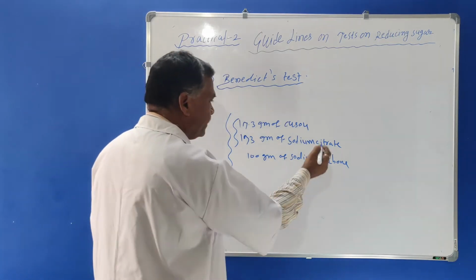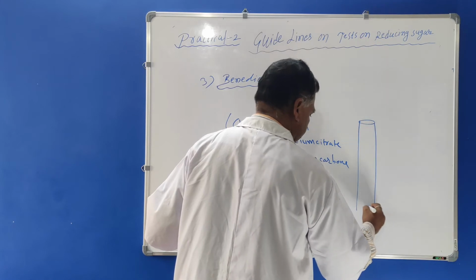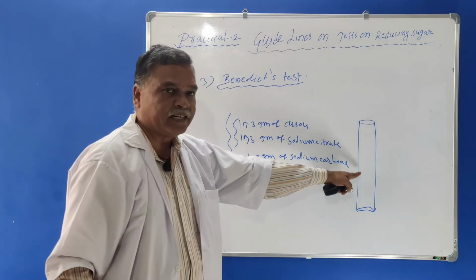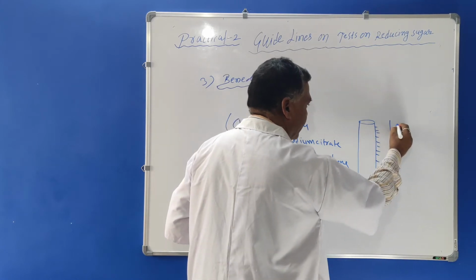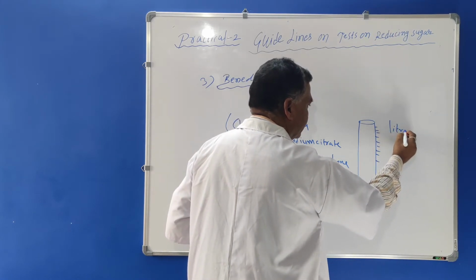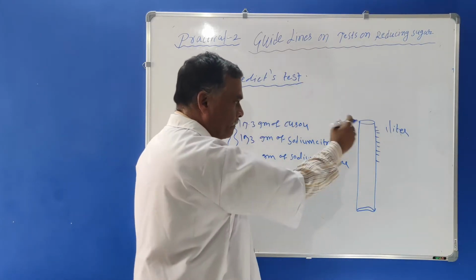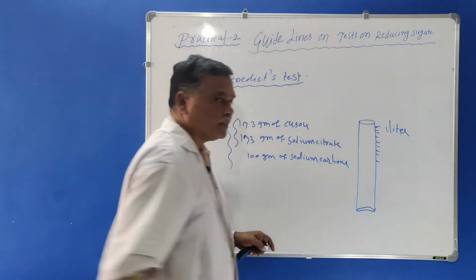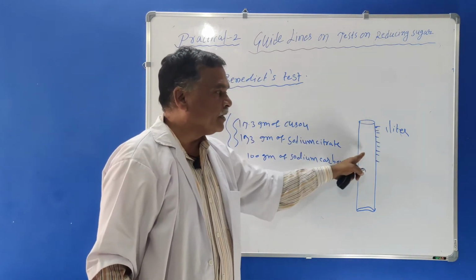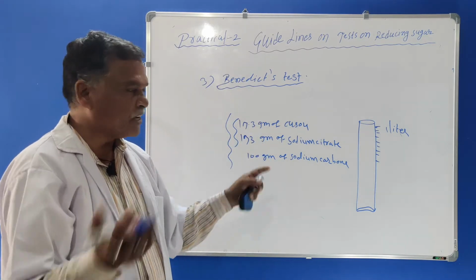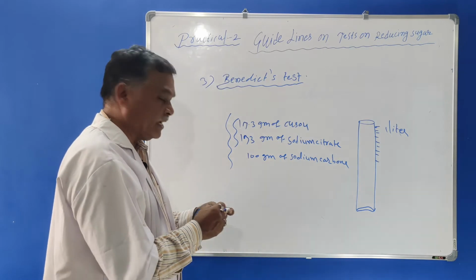It is taken in a measuring cylinder with a capacity of 1 liter, and made up to 1 liter. All these salts are taken in the 1 liter. It is first mixed well, and made up to 1 liter in the measuring cylinder.